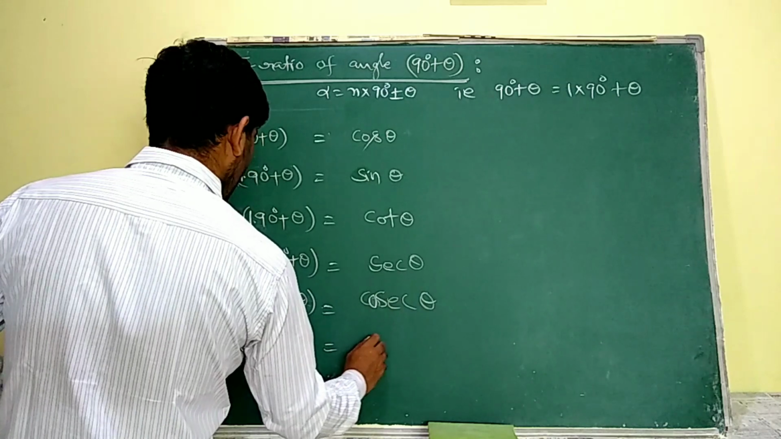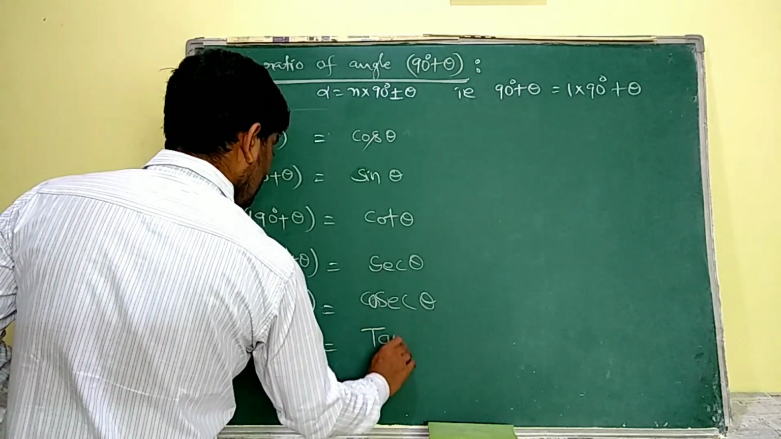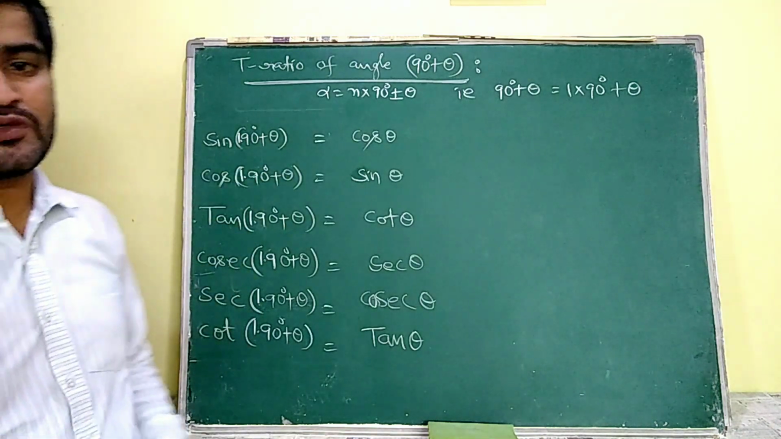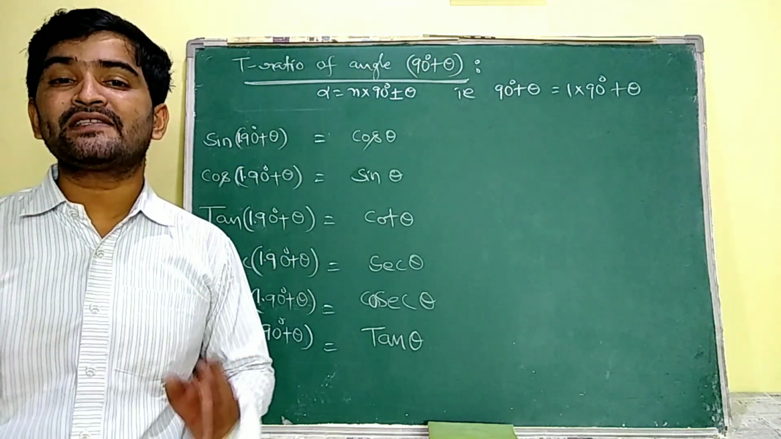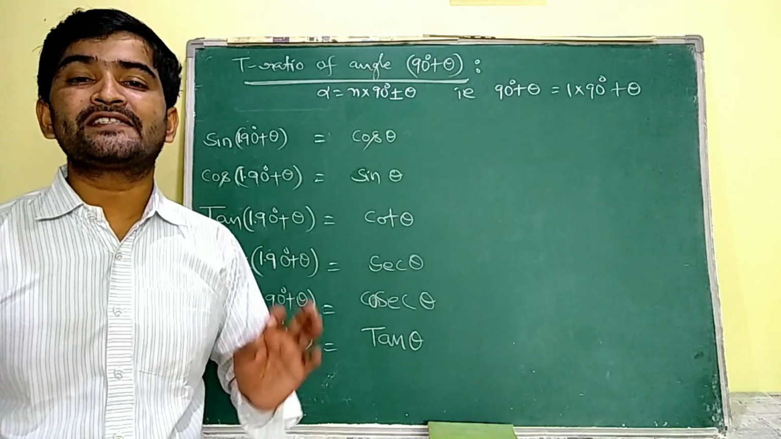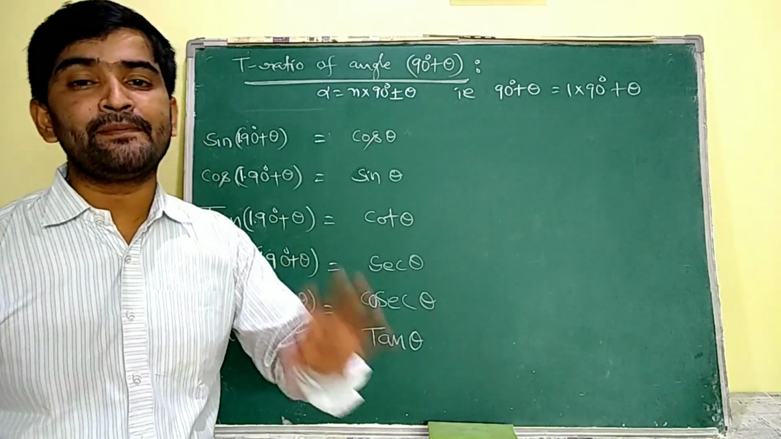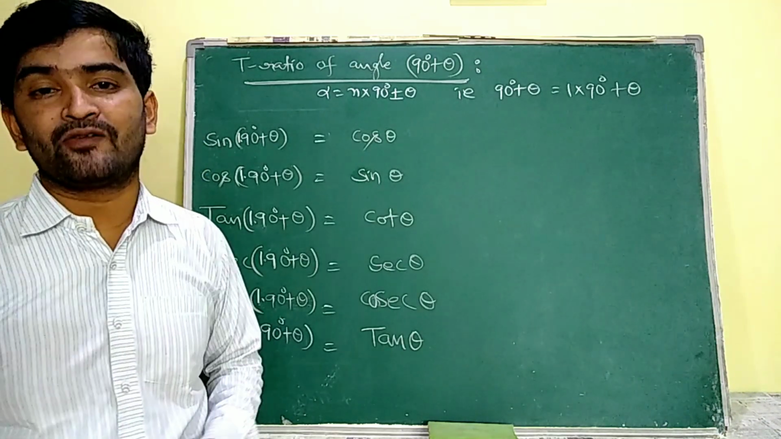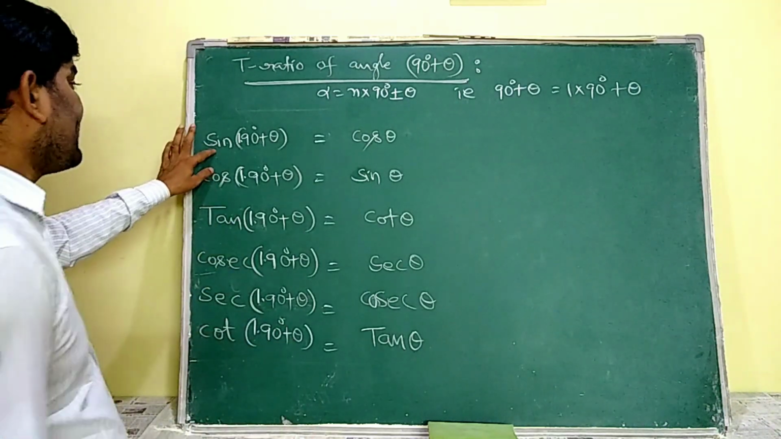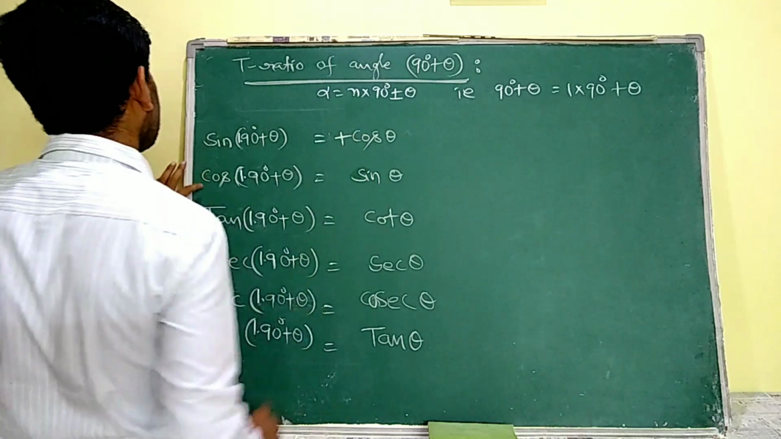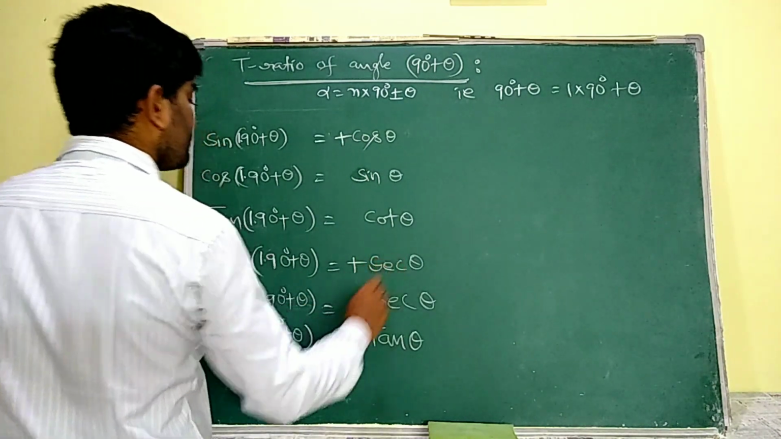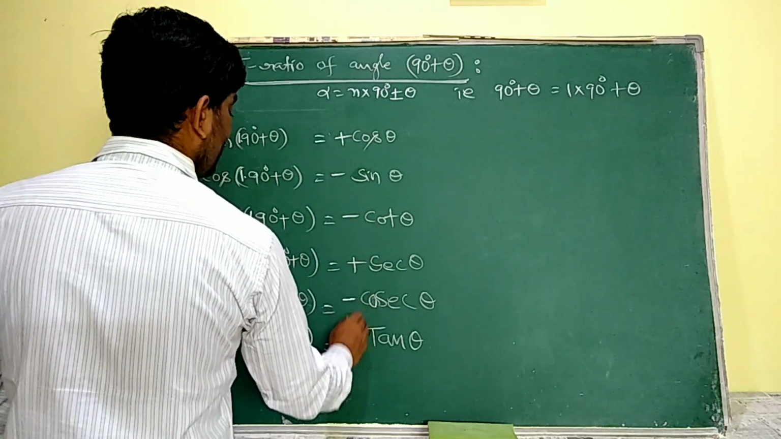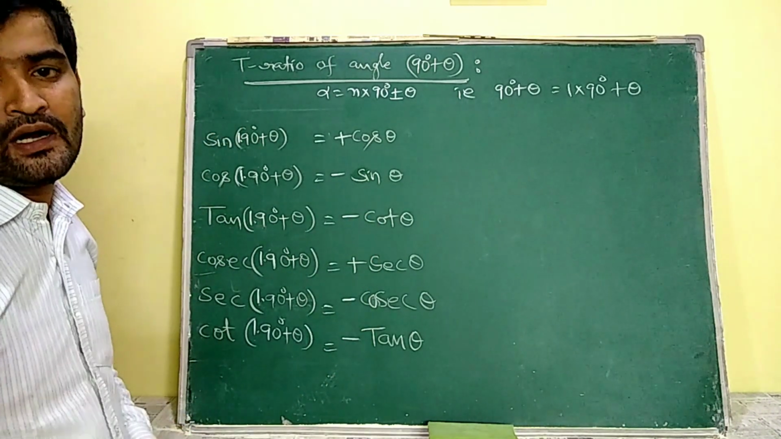Okay, next this cot becomes tan. Now see here, this 90 plus theta belongs to the second quadrant. We know that in the second quadrant sine and its family member cosecant are only positive. The rest of all the trigonometric ratios become negative in that second quadrant. So sine is positive, so I am writing sine, and cosecant is also positive. Now the rest of all the trigonometric ratios become negative in quadrant 2.